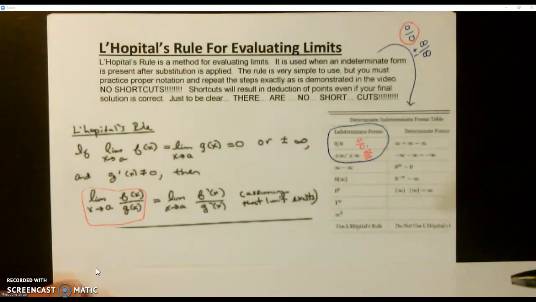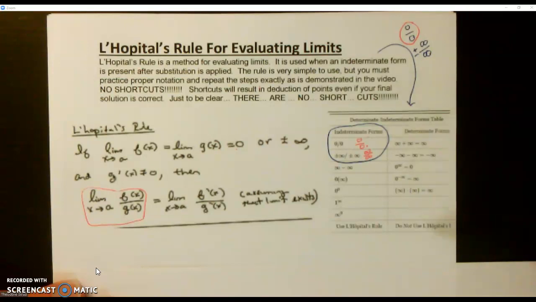This rule is very simple to use, but you must practice proper notation and repeat the steps exactly as demonstrated in the video. No shortcuts. Okay? If you do shortcuts or you skip steps, you will not earn full points on the AP test, so just make sure you are not trying to skip steps and save work. Yes, I understand you can do some of this in your head, but that's not the key. We want you to justify and show why you have to apply L'Hopital's rule.